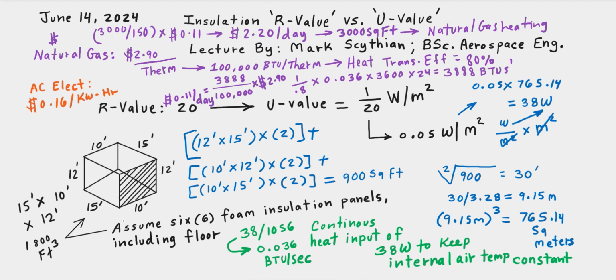So just like it takes 1 BTU to raise the temperature of 1 pound of water by 1 degree Fahrenheit, when we're dealing with air, it takes 0.24 BTUs to raise 1 pound mass of air by 1 degree Fahrenheit. So we'll just focus on the square footage. So that's 150 square feet.